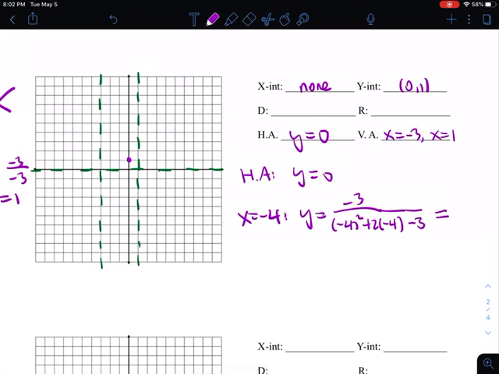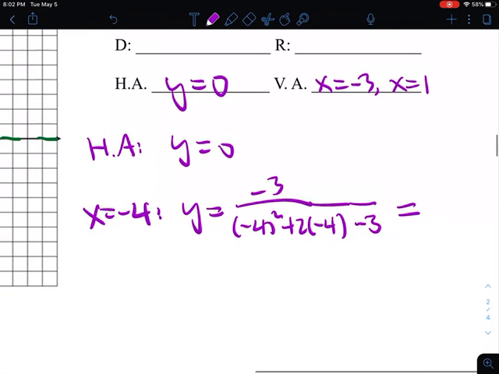And this, by the way, you can, of course, do on your calculator and just plug that in, and that should be a lot quicker than doing it by hand. But let's say I get -3 over, that's 16 minus 8 is 8 minus 3 is 5. So it looks like I get -3 on top and I get 5 on the bottom. So that tells us that when x is -4, my y value is -3/5, or -0.6, I think.